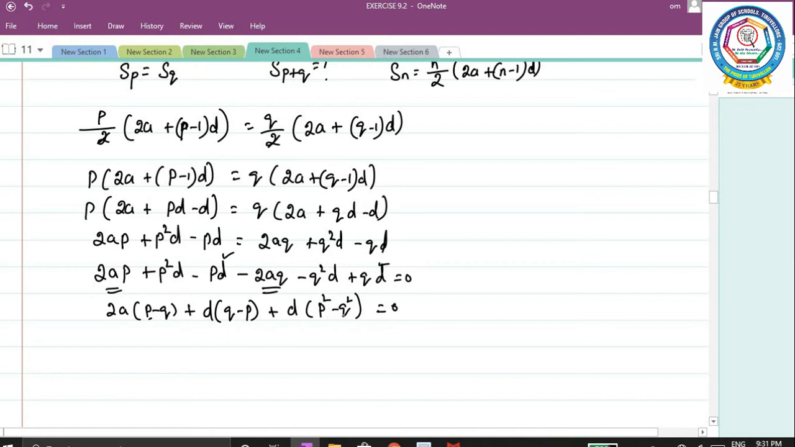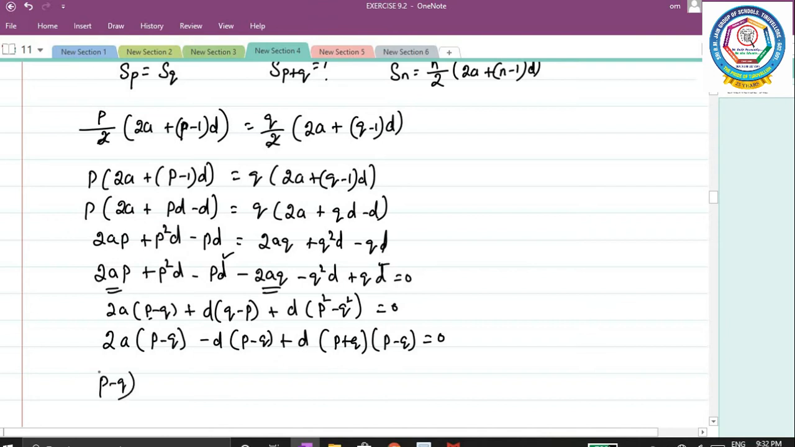So we know that formula, a square minus b square, a plus b into a minus b. So 2a into p minus q. Here I am going to take minus outside. If I take minus outside, p minus q should come. Plus d into p plus q into p minus q equal to 0. In this, all the terms p minus q is common. If I take p minus q outside, so remaining 2a minus d here plus d into p plus q equal to 0.